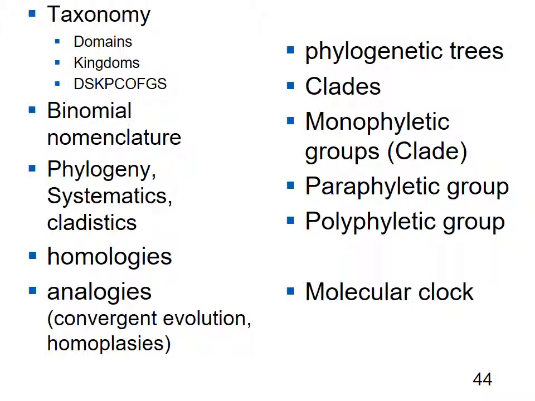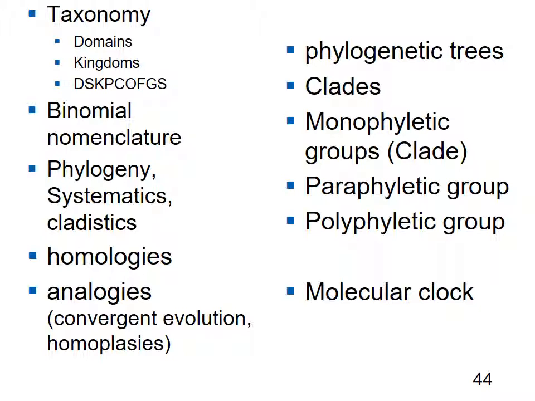So we talked about taxonomy, which is naming and sorting things. We talked about the 3-domain system. We talked about eukaryotic kingdoms. I do want you to know your domains. I do want you to know your kingdoms. And I do want you to know the hierarchy. So domain, supergroup, kingdom, phylum, class, order, family, genus, species. Make sure you memorize that.